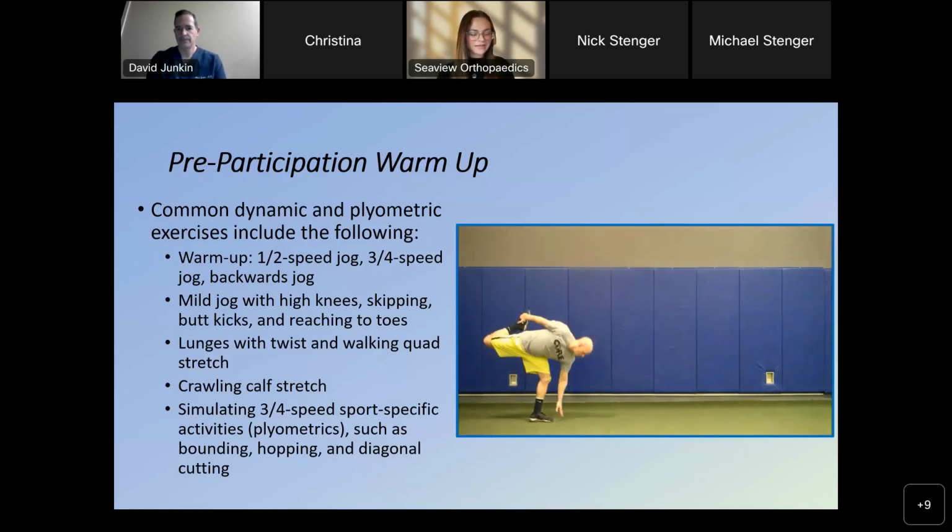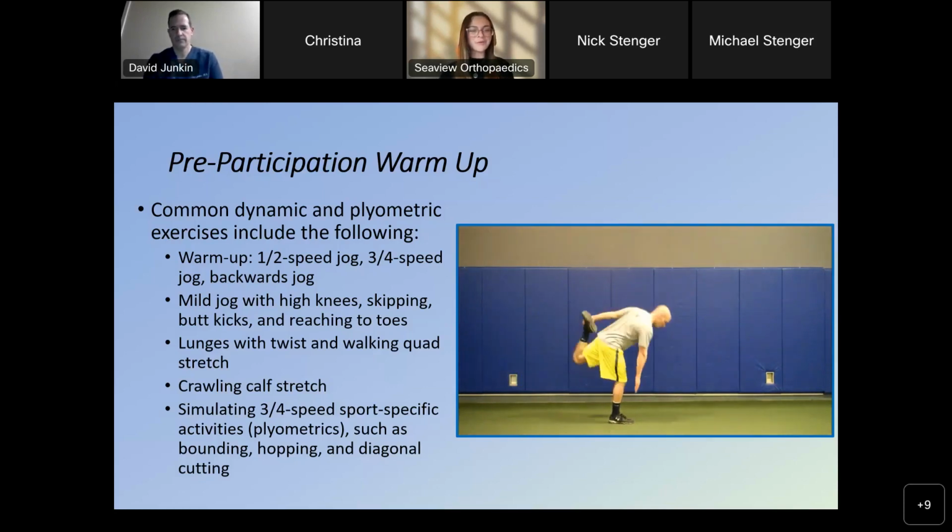Awesome. Next question that we got. This is funny that we actually talked about this on our one podcast episode. Why do orthopedic doctors hate treadmills so much?